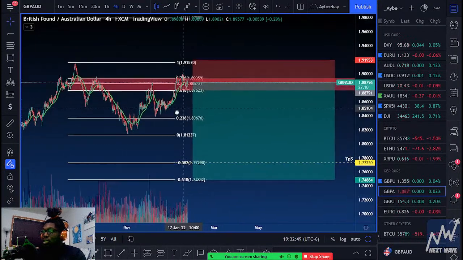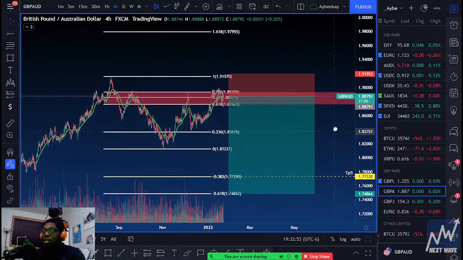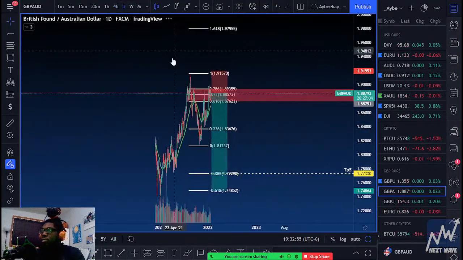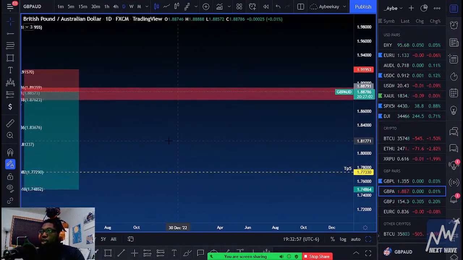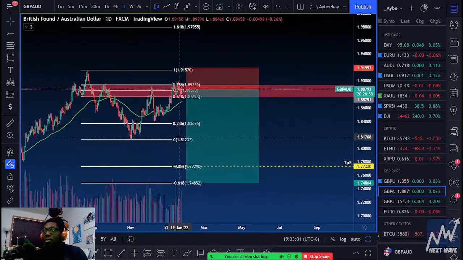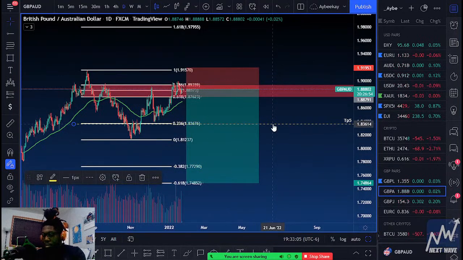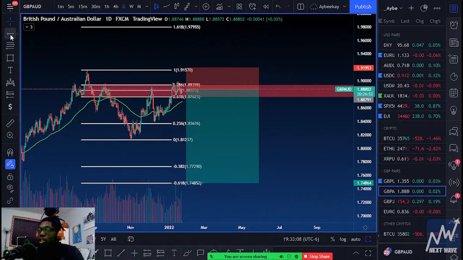This is a long play. I'm not going to lie to anybody, this is a long-term play. I'm not even certain if I'm going to be tracking this on the DeFi app, because it's a very long-term play. But overall, I like this GBPAUD setup.